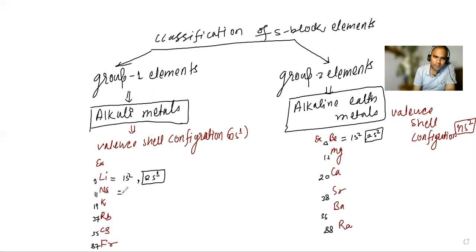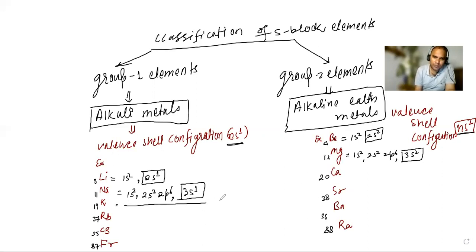Now go for sodium. Here it is 1s2, 2s2, 2p6, 3s1. So 2, 2, 6, 10, 11, 3s1, right? Here you can go 1s2, 2s2, 2p6, then it is going to be 3s2. You can see they are equal to ns2, and the others are equal to ns1. If you are talking about potassium, it is 4s1.